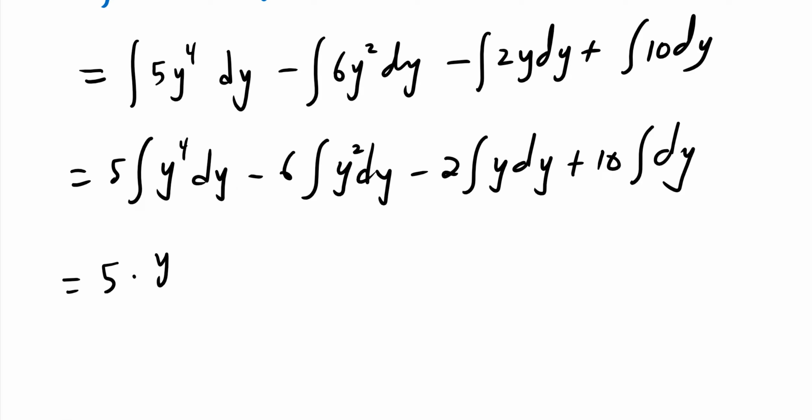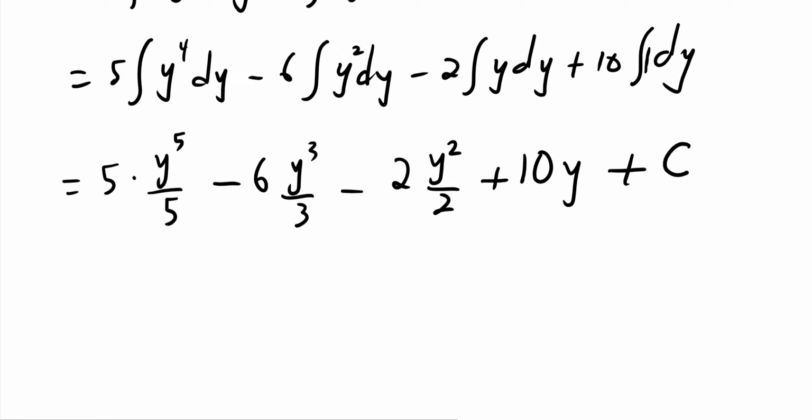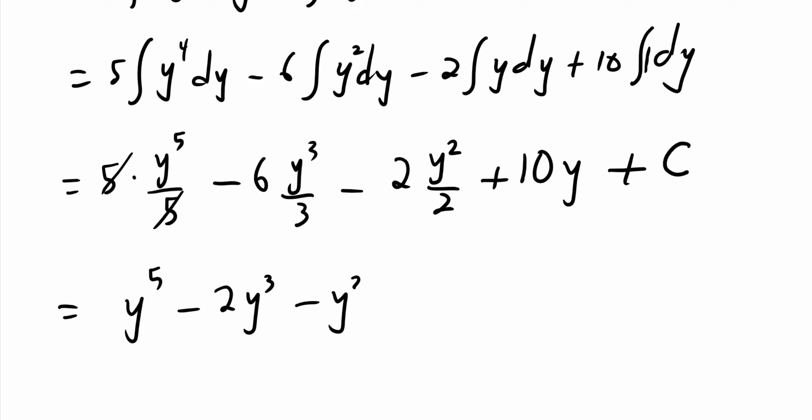This is y to the 5th over 5, based on the rule we learned today, minus 6 y to the 3rd over 3, minus 2 y squared over 2, plus 10. The antiderivative of dy, meaning 1, is y, because the derivative of y is 1. Don't forget the plus constant c. Notice I can simplify. That gives me y to the 5th minus 2y cubed minus y squared plus 10y plus c.